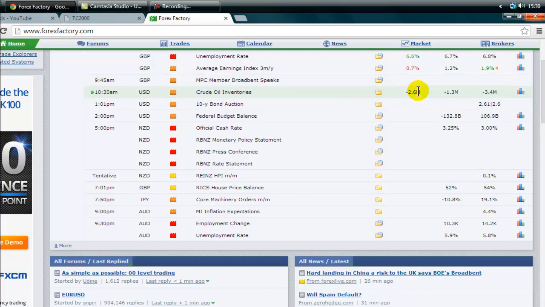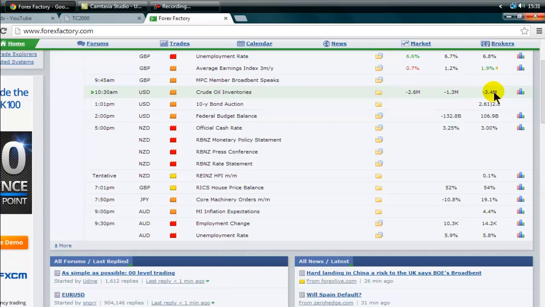Now, reality. If we compare the actual figure, you see that this is minus 3.4 million barrels of oil. The forecast was minus 1.3. But if you look carefully here, my apology for this, now we have a minus 0.6. Comparing this to the previous one, the difference is not too big. The difference between minus 2.6 and minus 3.4, no big difference.